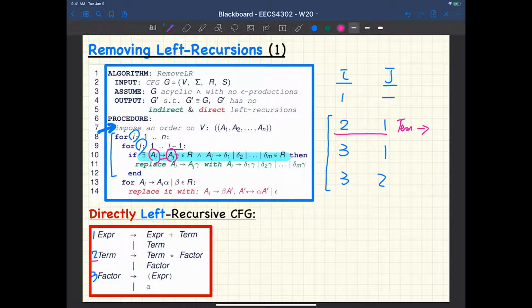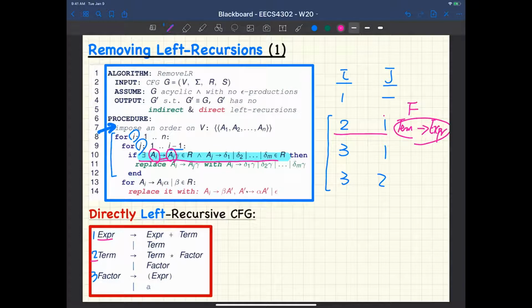So j will be 1, and 1 will be expression. Is there such a rule in our grammar? Is there anything that says term produces expression and then something? No. So for this particular iteration, the condition is just false, because there's no such rule. That's something I didn't make clear last time.